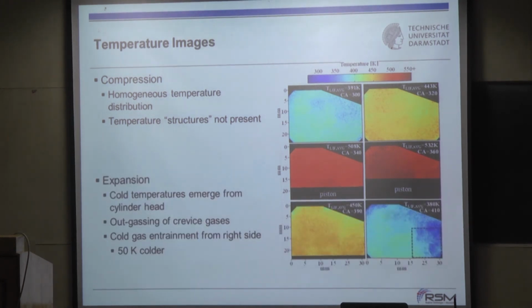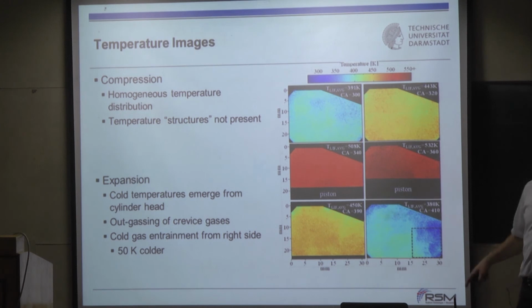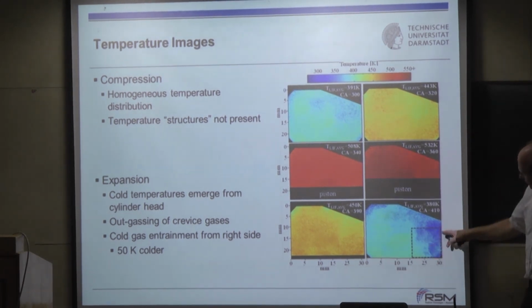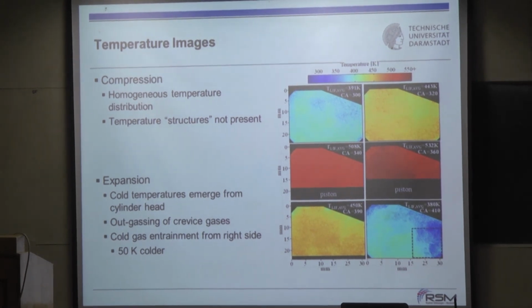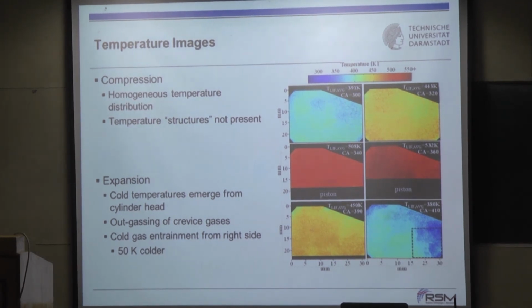It is now maybe interesting to see what happens in the expansion stroke. In the expansion stroke here, 390, 410, you see, of course, everything is getting cooler. The piston is going down. But I would like to refer here to this region over there. You have significantly cooler portions of air, of nitrogen, in this region close to the cylinder liner.